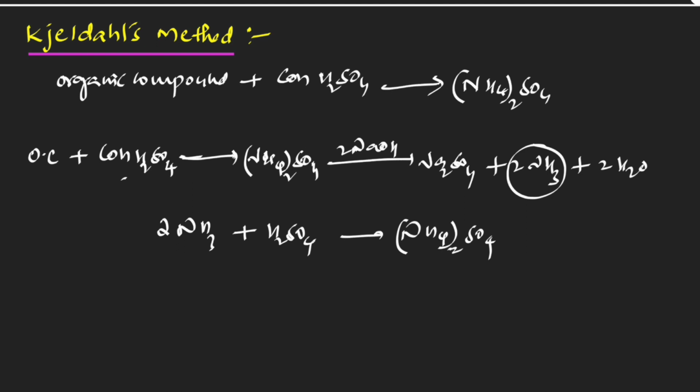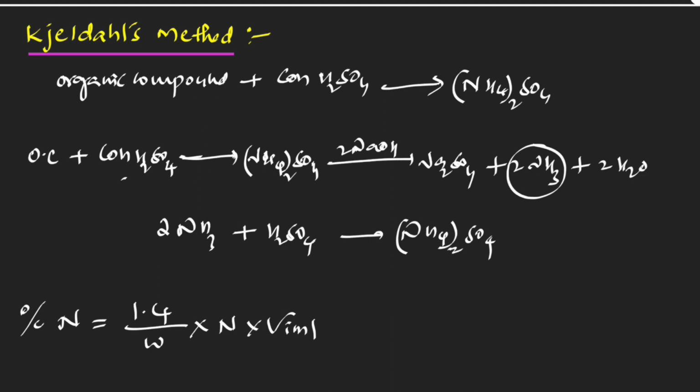See, now how to find the percentage of nitrogen? Percentage of the nitrogen in organic compound equals 1.4 divided by, into N into volume in ml.